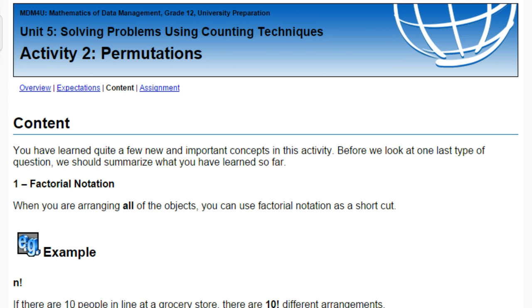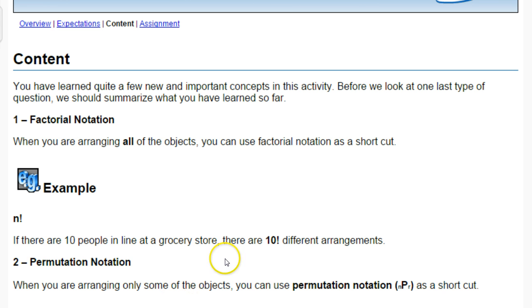When you arrange all of your objects, you can use factorial notation as the shortcut. And the simplest example, n factorial. So if you've got 10 people in a line at a grocery store, there are 10 factorial ways of arranging those people. That's a lot of ways of arranging people.